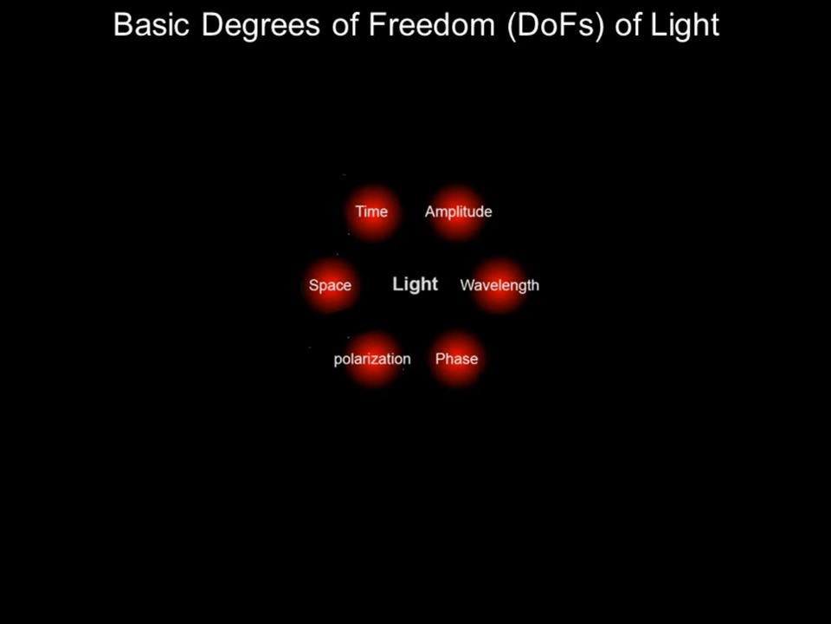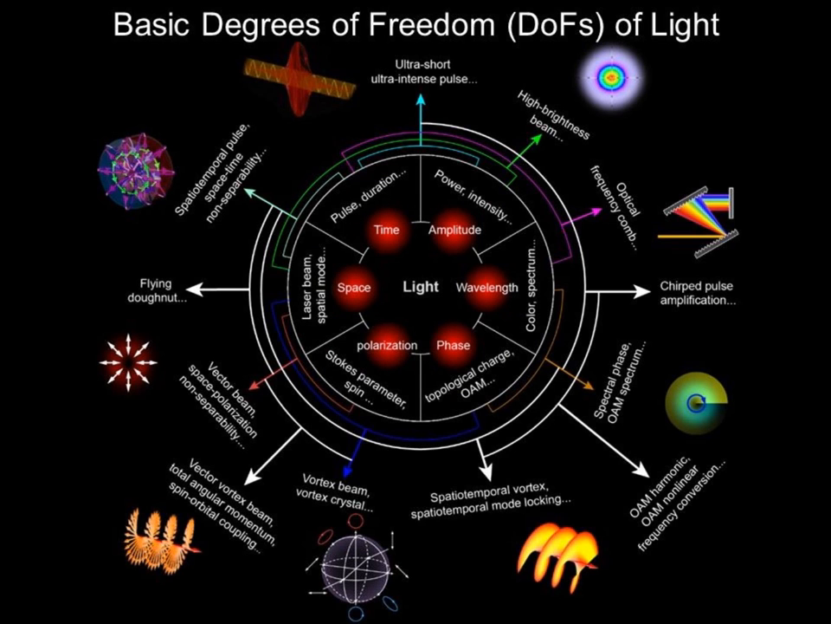First, let's have a look. How many degrees of freedom are there in light? Actually, we can summarize 6 basic degrees of freedom: space, time, amplitude, wavelength, phase, and polarization. But the degrees of freedom of light are not limited to these elements. For example, the orbital angular momentum, the OAM, revealing the helical phase of a beam, is a combination of space and phase. Therefore, we can extend many degrees of freedom by combining the 6 basic degrees of freedom.